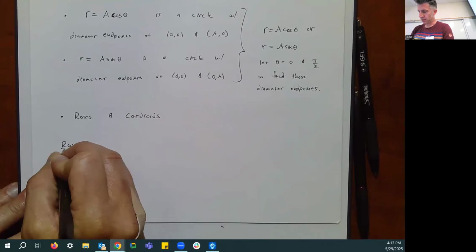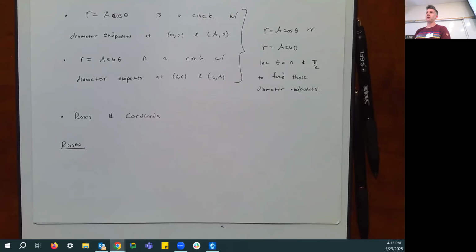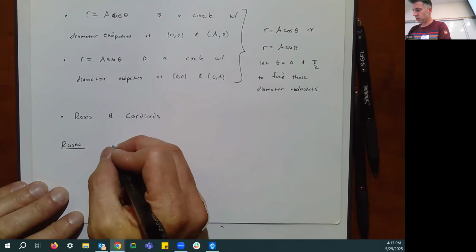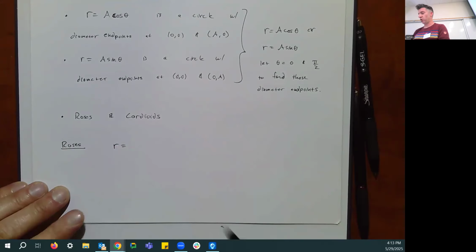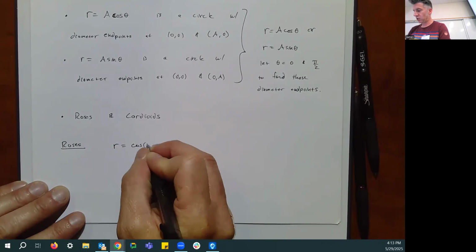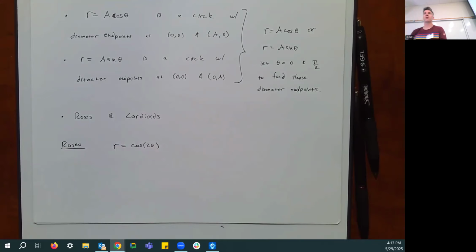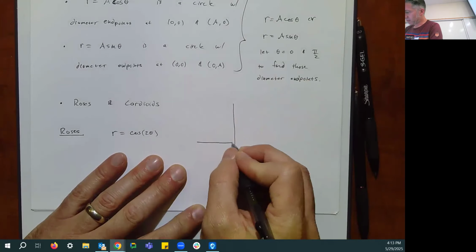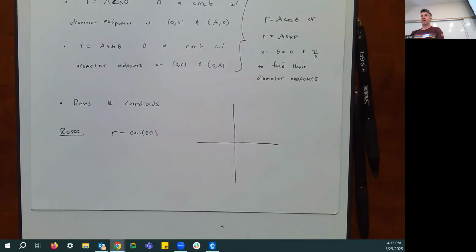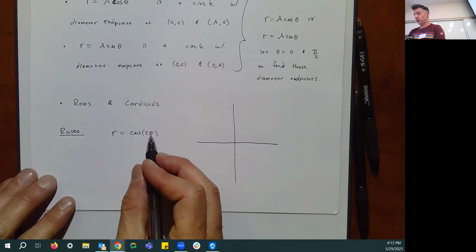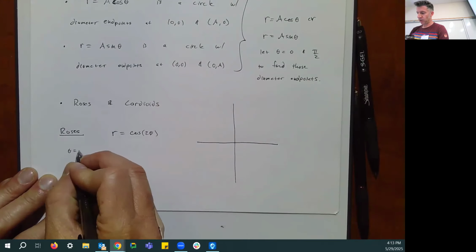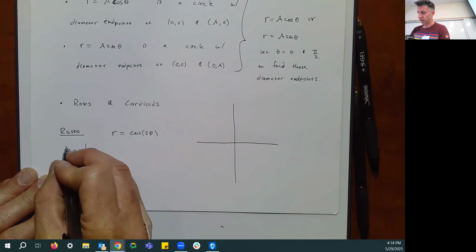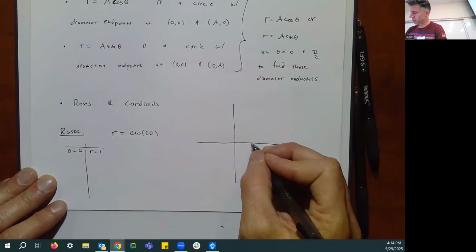So roses. Let's start by graphing one that is not too terrible. r equal to, sure, cosine of 2 theta. Actually graphing this the long way is terrible. Here's what I mean. I'm going to plug in a few values of theta. Specifically, theta equal to 0. Let's just make a table. If theta equals 0, r is going to be 1.